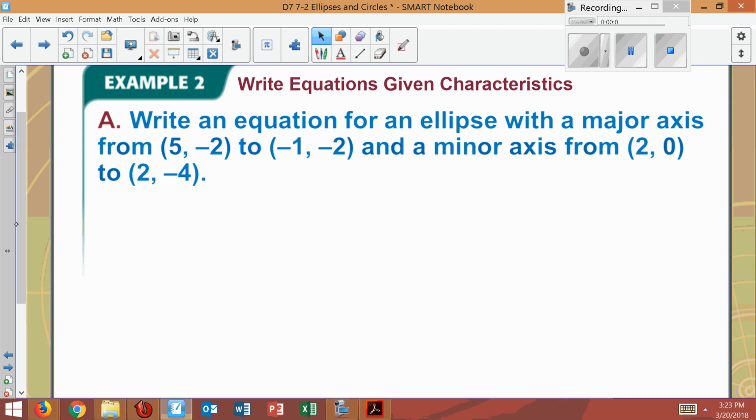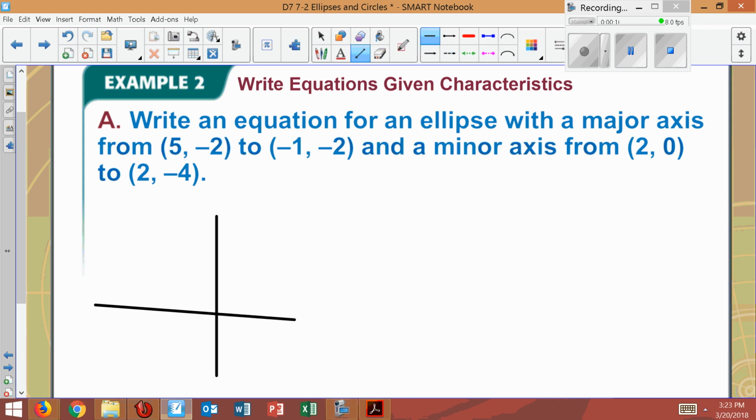Example 2. Write equations given characteristics. Write an equation for an ellipse with a major axis from (5, -2) to (-1, -2), and a minor axis from (2, 0) to (2, -4). Well, if we looked at just a quick graph, we could probably figure out a lot of pieces to this real quick.